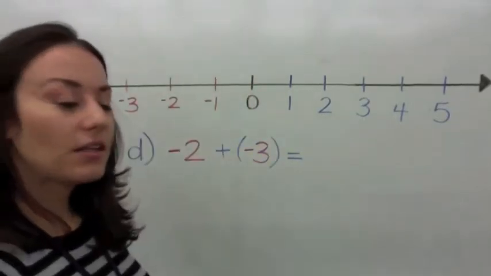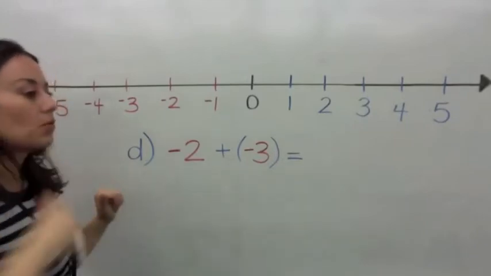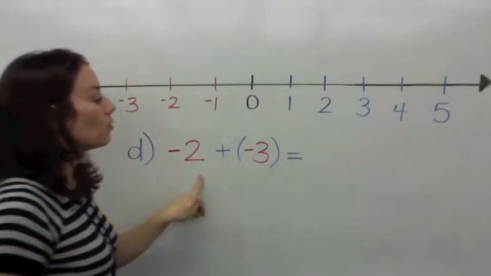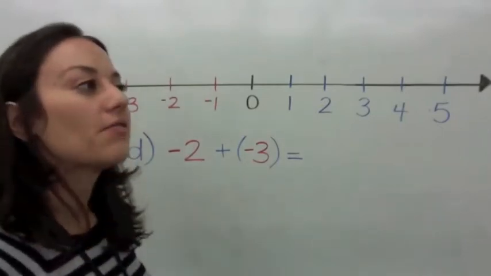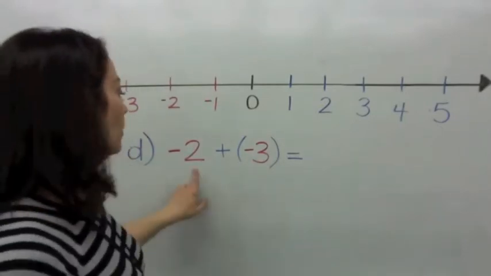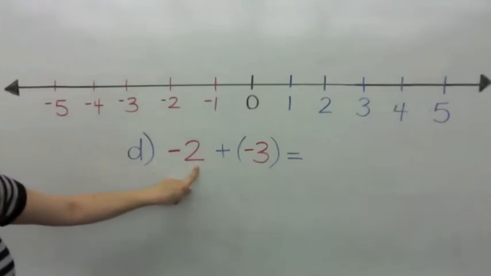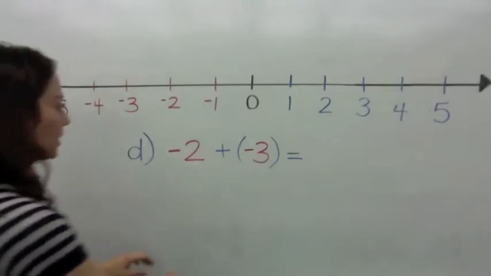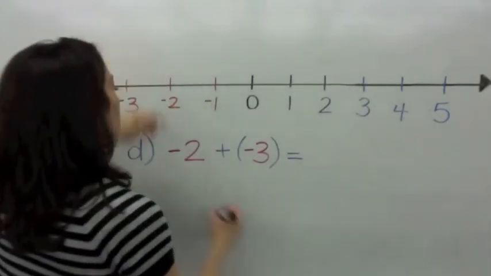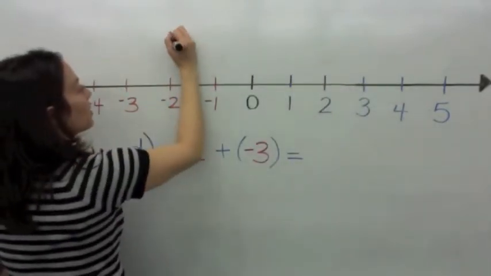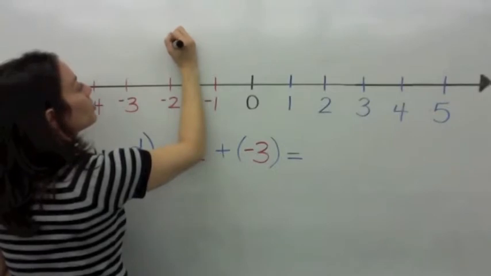All right. And in our last example, example D, read it with me. It says negative 2 plus a negative 3. So now you're adding 2 negative numbers together. Where should you start on the number line? You should start at negative 2, right? Negative 2 is to the left. It's right here. So you're going to put a dot on top of negative 2.